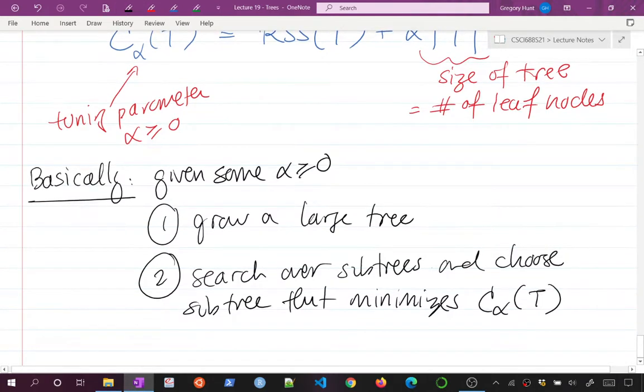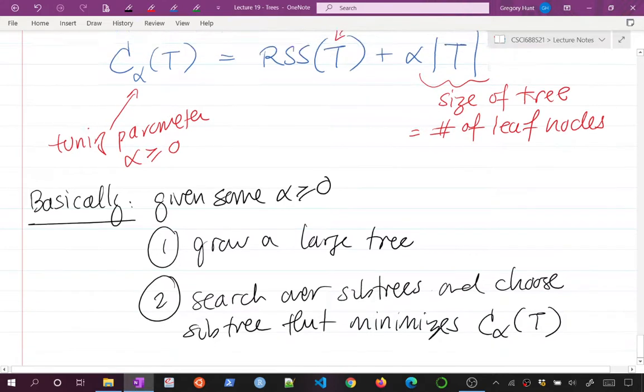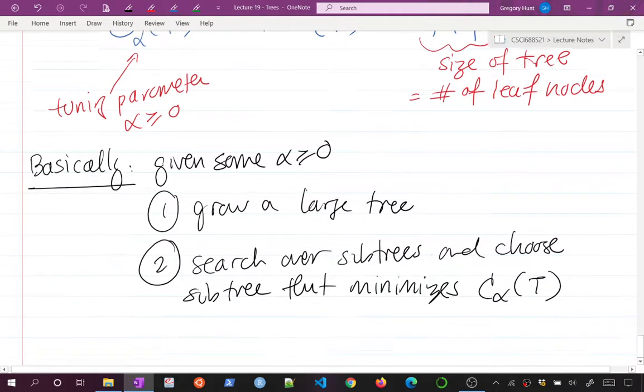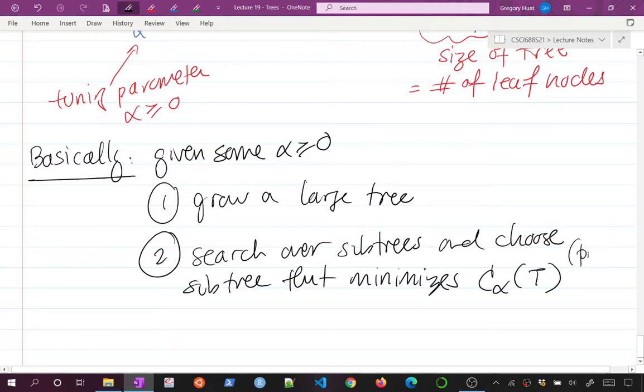So this is a way of, you're not searching over all possible trees, we're just going to grow a really large tree, and then we're going to prune it back, and we're going to choose the kind of subtree. So by pruning here, we're going to look at the subtrees. So this is basically pruning. And we're going to find the subtree that minimizes this penalized RSS. So for the alpha, we'll do that.